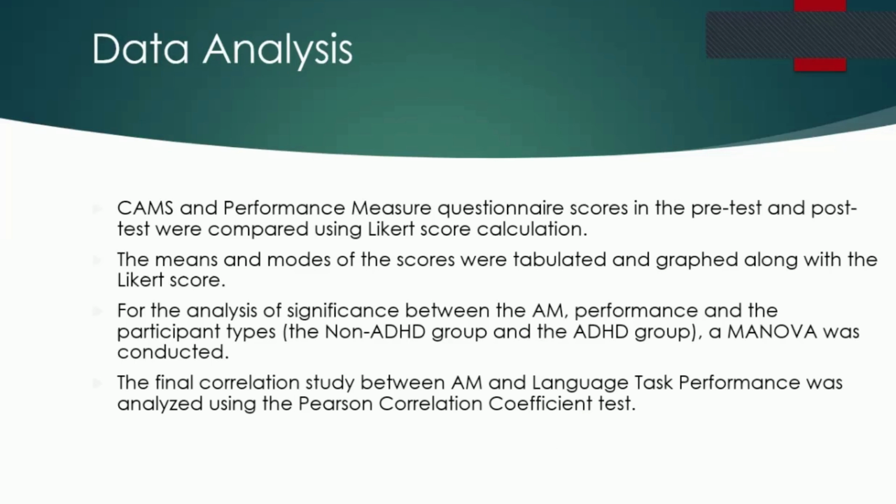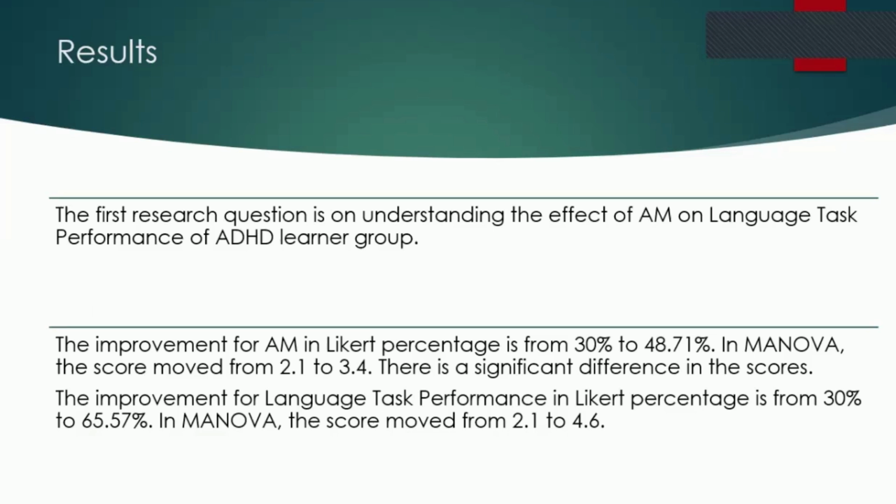I have looked at multiple statistical tools for analyzing and validating the experimental findings. Some of them are Cronbach alpha scores, Pearson correlation coefficient, Likert scale analysis, and MANOVA, and these were all done using R. So the results of my study were interesting for me. There was an improvement in the language task performance for both the learner groups, both ADHD and non-ADHD, but the percentage of improvement is huge in the ADHD learner group. They performed almost on par with the non-ADHD learner group on their language tasks.